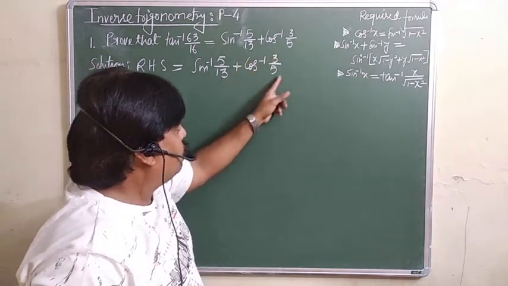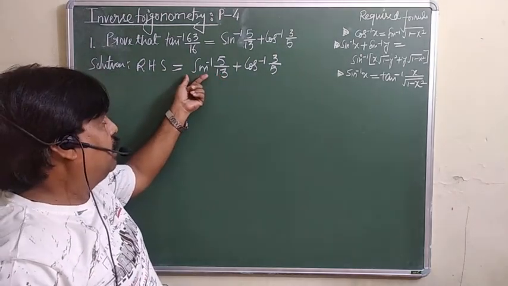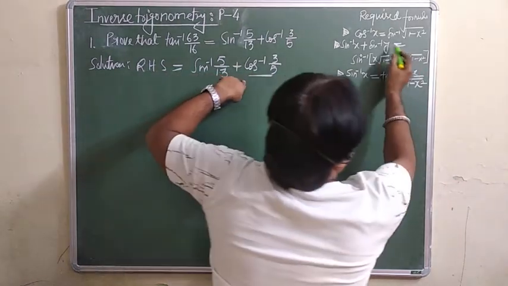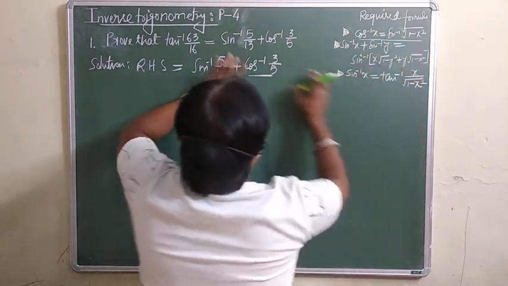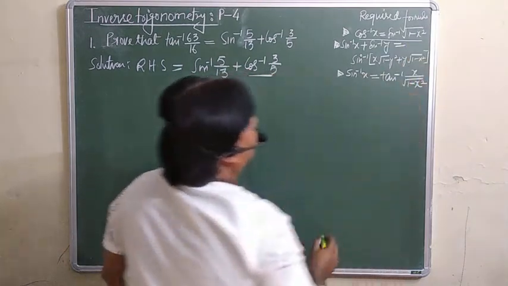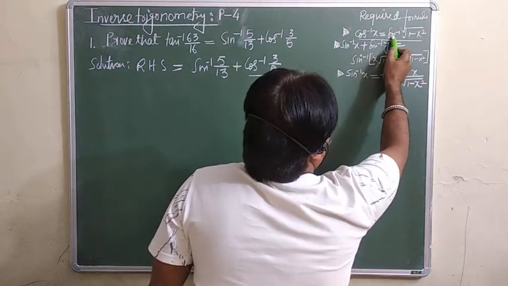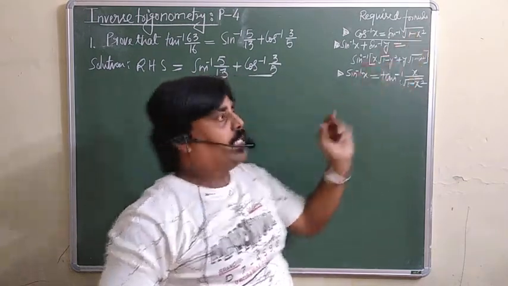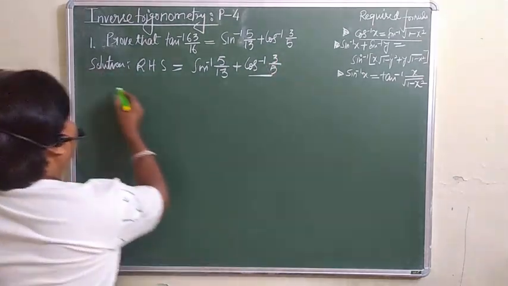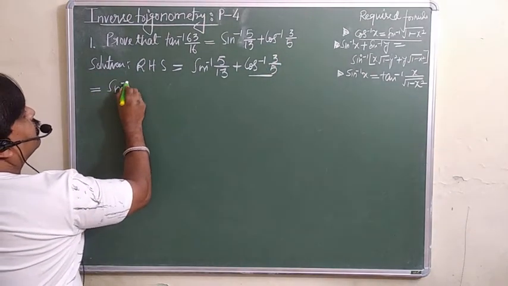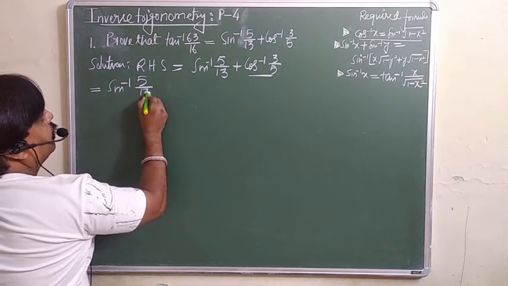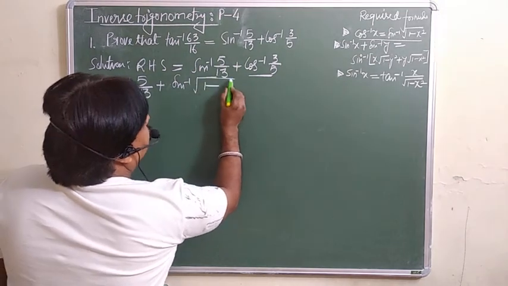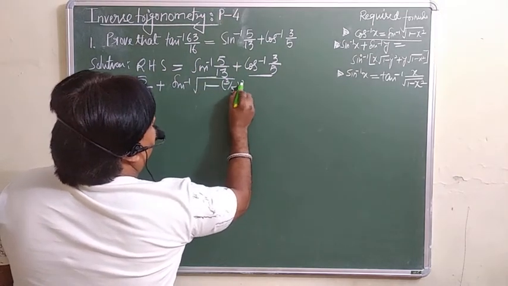Either you change the cos inverse x in terms of sin, or sin inverse in terms of cos. It's up to you. I am going to change this cos inverse in terms of sin. This is the formula which we require in this question: cos inverse x can be written as sin inverse of under root 1 minus x square, where x is 3 over 5. So this can be written as sin inverse 5 over 13 plus sin inverse under root 1 minus 3 over 5 whole square.